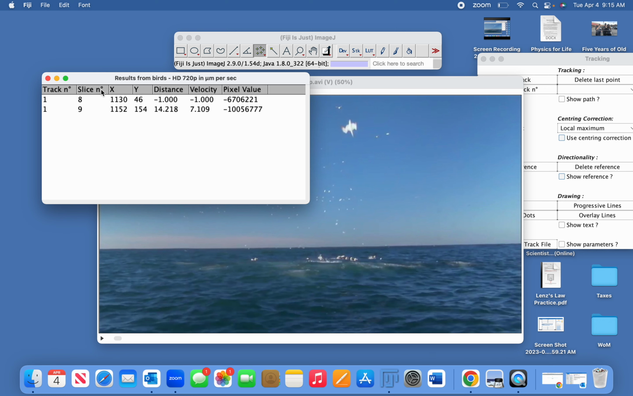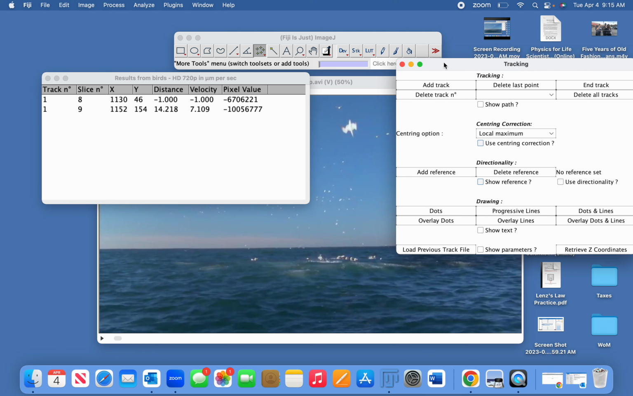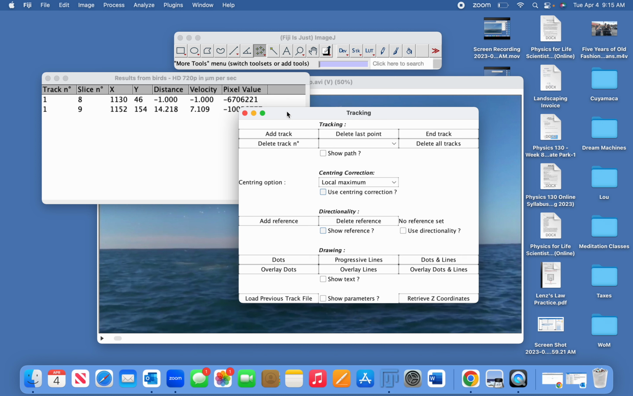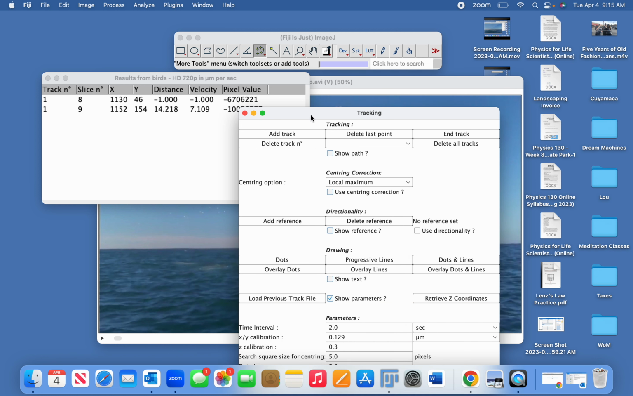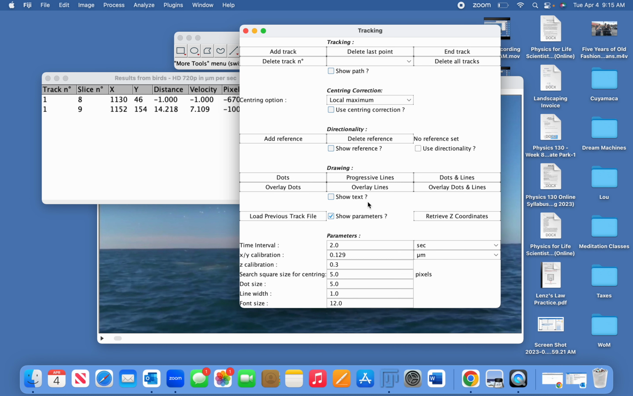So not to ruin the ending, but you will find out that your XY calibration is going to be about 0.01 meters per pixel. In other words, about a centimeter for every pixel. Now notice the units here are micrometers and nanometers. Just pick unit, because then if you pick unit, you can say that the unit is whatever you want it to be, right? So I want meters, so I'm going to pick unit and just call this meters. 0.01 meters per pixel. Okay.